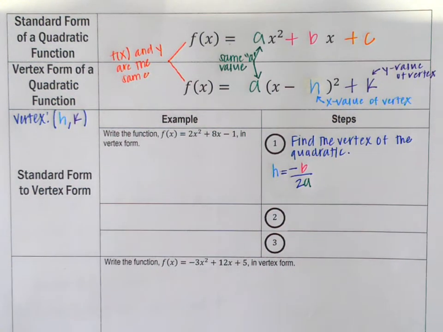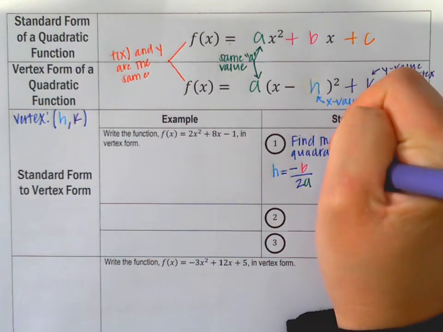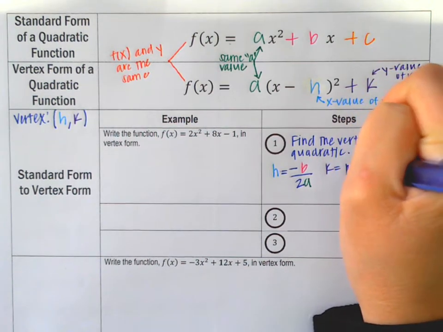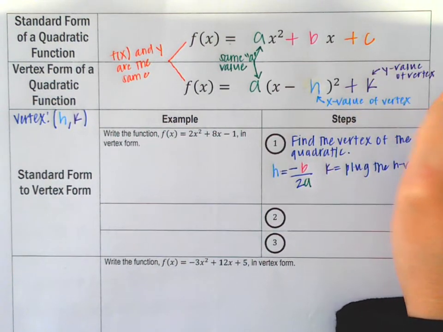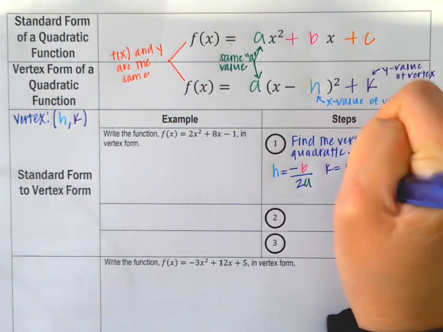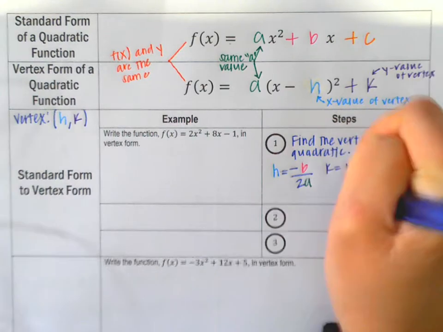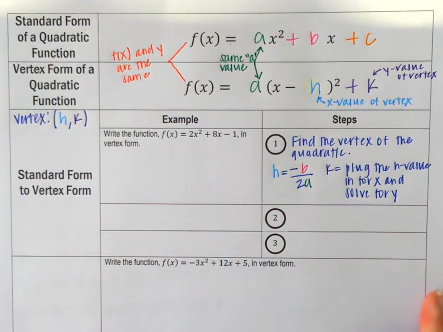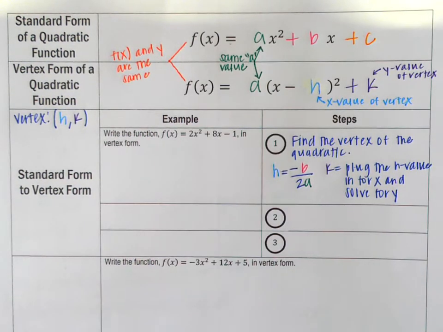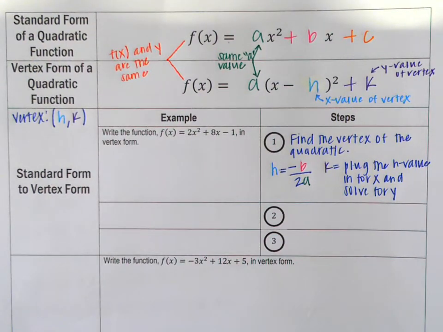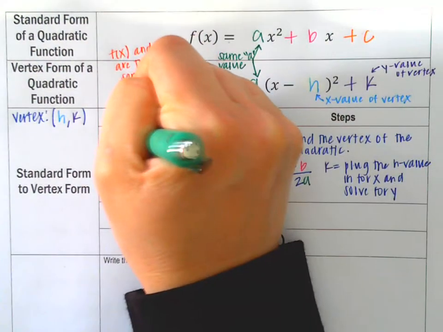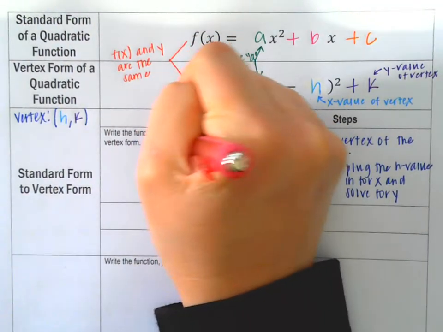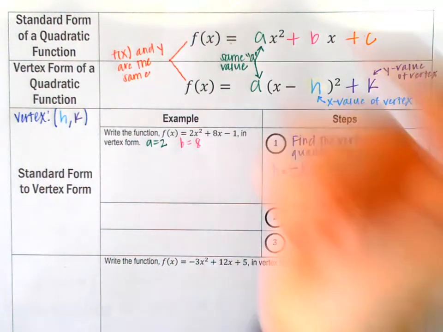And then for k, you just plug the h value in for x and solve for y. Okay, so we're going to do that. We're going to start over here, and we're going to find our vertex. So a here is 2. b here is 8. And c is negative 1.